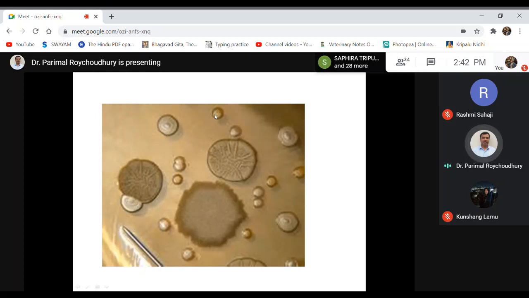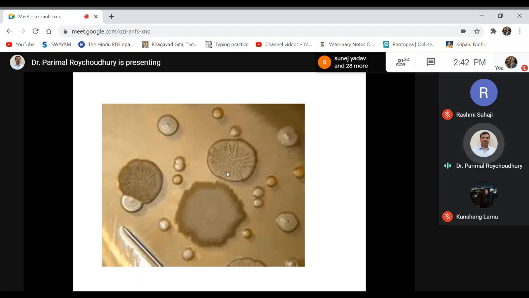This is one round entire colony, and this is one large colony, flat type with umbonate. The center is raised. And this is a totally flat type, very large colony, almost a few millimeters. Okay, the surface is rough. So looking at these pictures, what I can say is that in this particular culture plate, we are having almost 4 different types of organism.